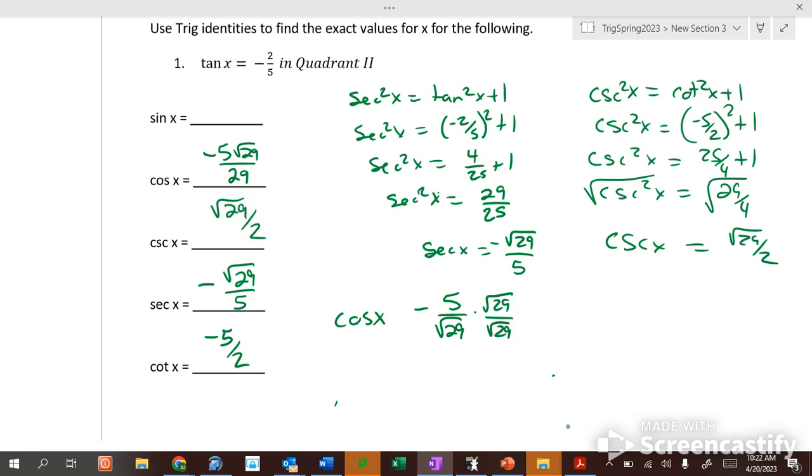And then the sine, we flip that over. And we can't keep the square root of 29 on the bottom. So we multiply top and bottom by square root of 29.